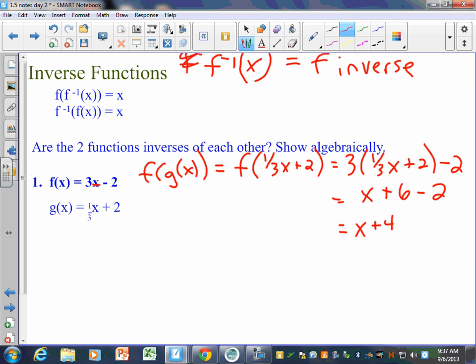Does that equal just x? So since it does not equal x, we don't even have to check the other one, because if this one didn't work, the other one's not going to work either, or it doesn't even matter if it does. So we can say these are not inverses.